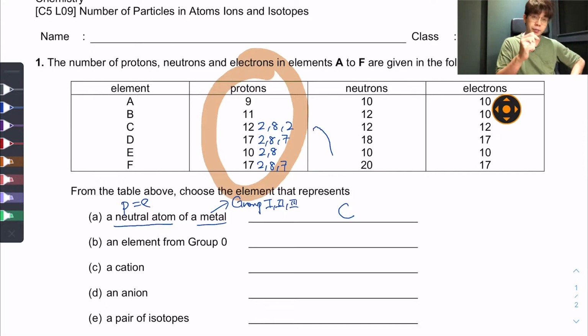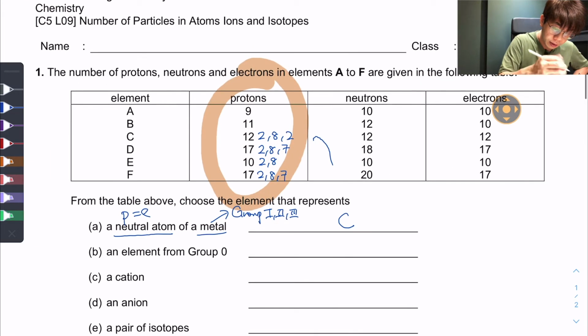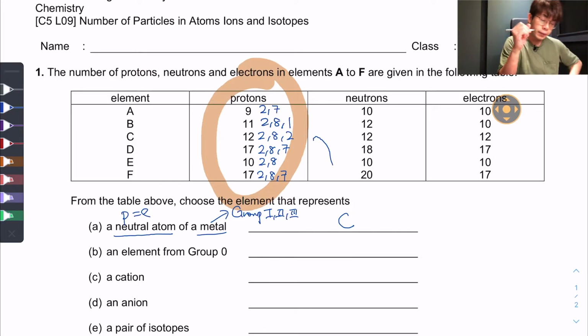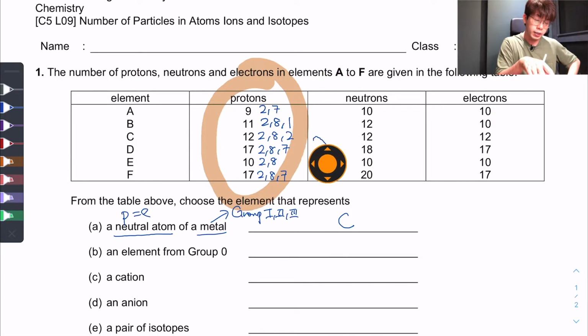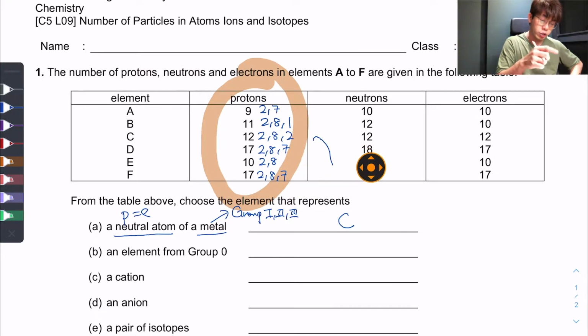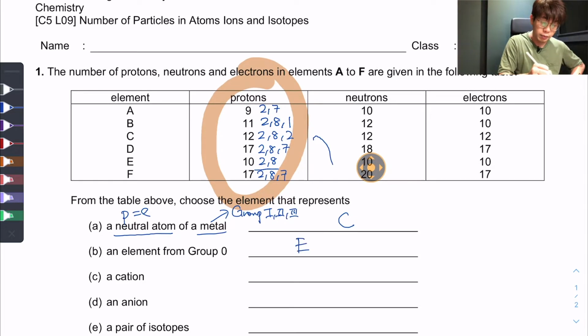Next, it's an element from group 0. Group 0 is the last group on the periodic table and it always has a full valence shell of electrons. So now let's look at it again. A is 2.7 and this is 2.8.1. Looking at all of this, which one has a full valence shell of electrons? A, B, C, and D don't have a full valence shell, and F doesn't either. The only one that has a full valence shell is E, and therefore this is an element from group 0.